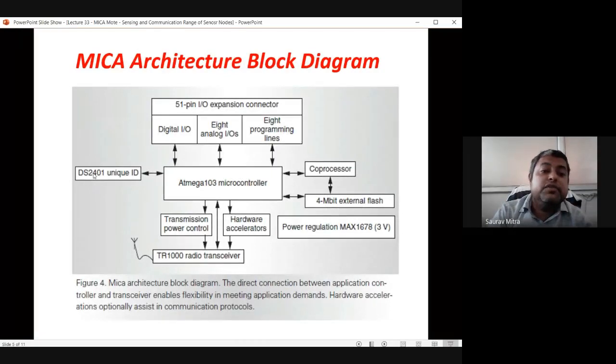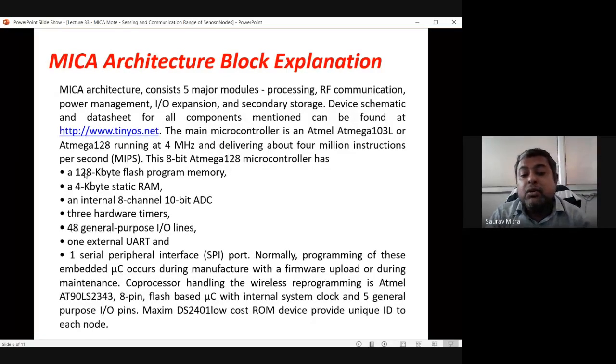So this DS2401, which is nothing but a low-cost ROM, this device actually is producing the device ID, because it is very important for the base station to know how many sensor nodes are deployed within the area of application and what are the nodes of every ID. So depending on the ID and depending on the location, the base station will come to know what's happening in which corner of the area which is being monitored, and which of the MICA Mote nodes is there to track all those changes in that part of the area.